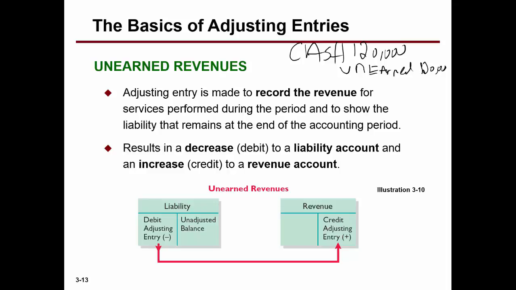So we would have had an unadjusted balance of $120,000, right? And then I think in our example, it was $10,000 a month that we were going to receive. And he gave us the money on July 1st. After 6 months, we went ahead and provided the service. So we did what? We debited the unearned revenue $60,000, and credited what? Credited revenue $60,000, didn't we? Same exact thing we did in our example.